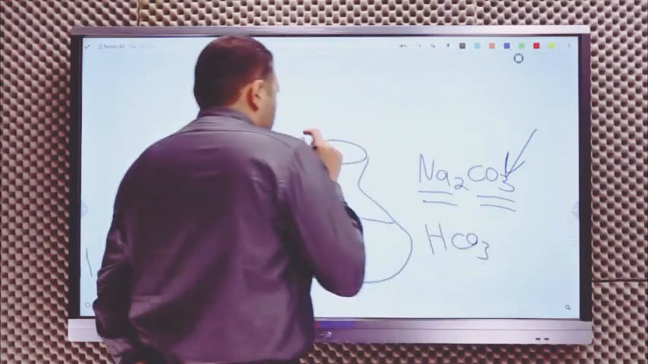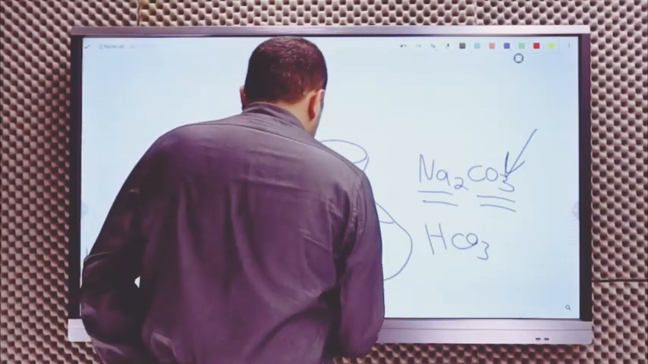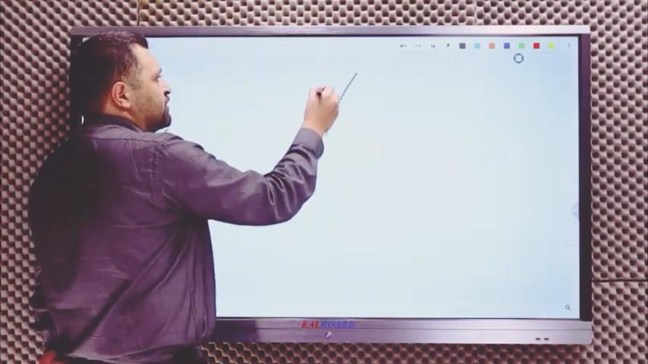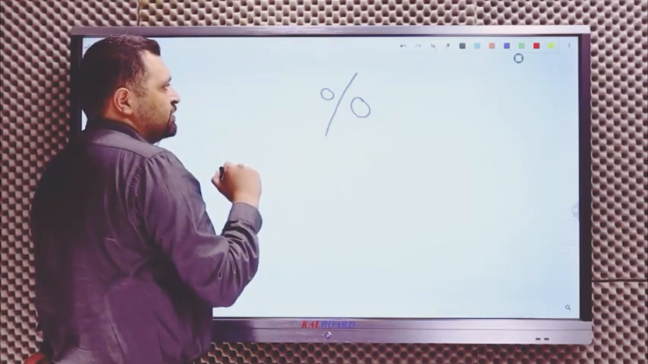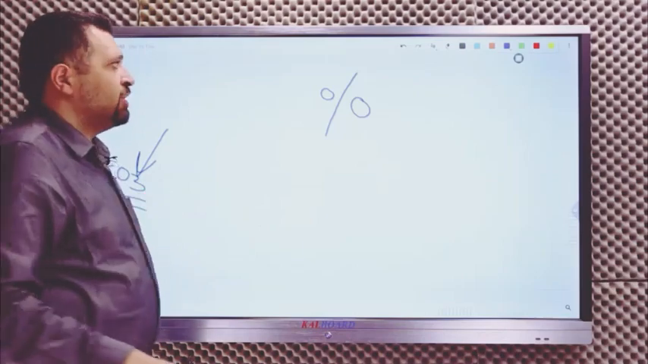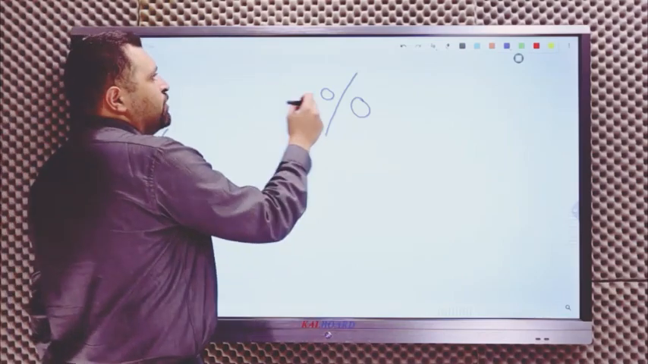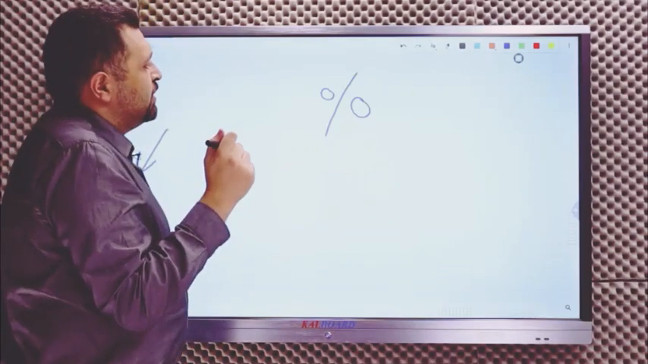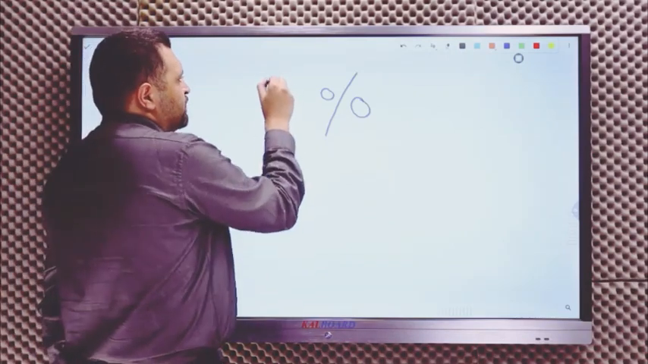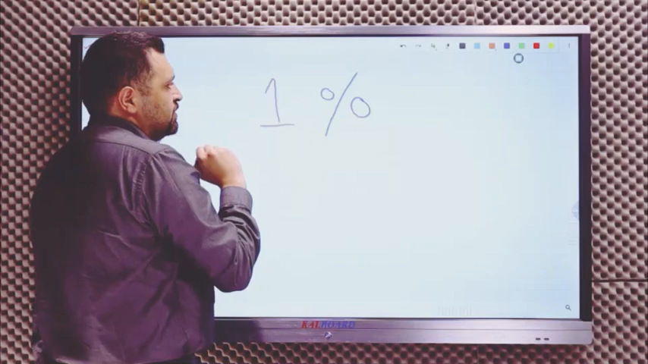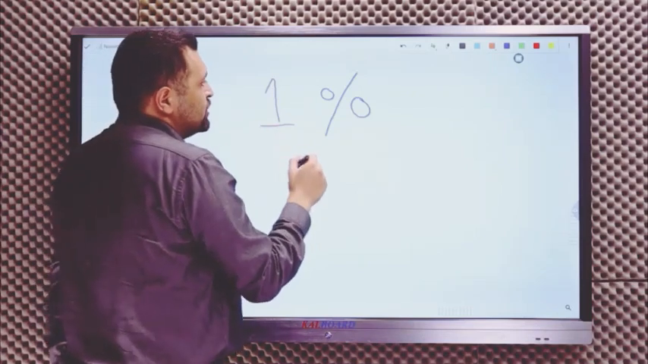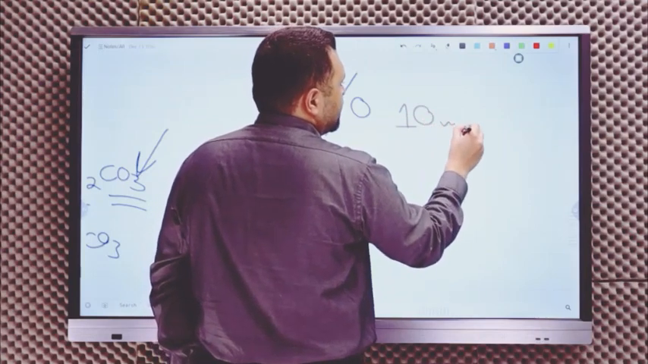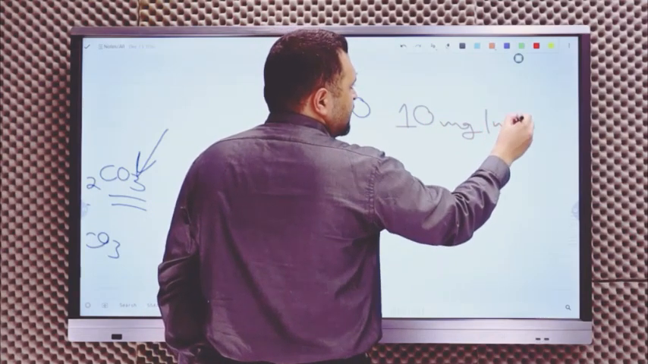Now, each drug in the world has something called percentage. This is the symbol of percentage. Let's forget about thiopental a little bit. Now, when you say a drug has a concentration of 1%, what does that mean? A concentration of 1% means 10 milligram per ml.